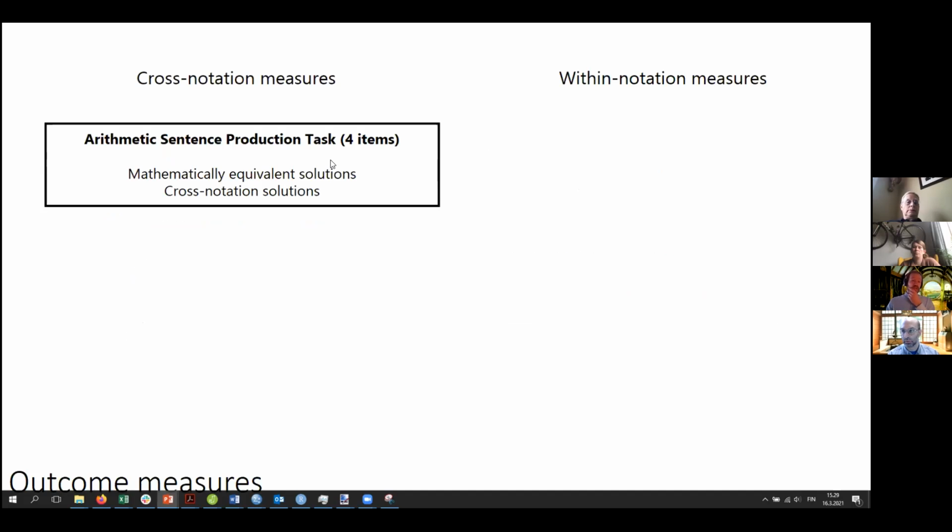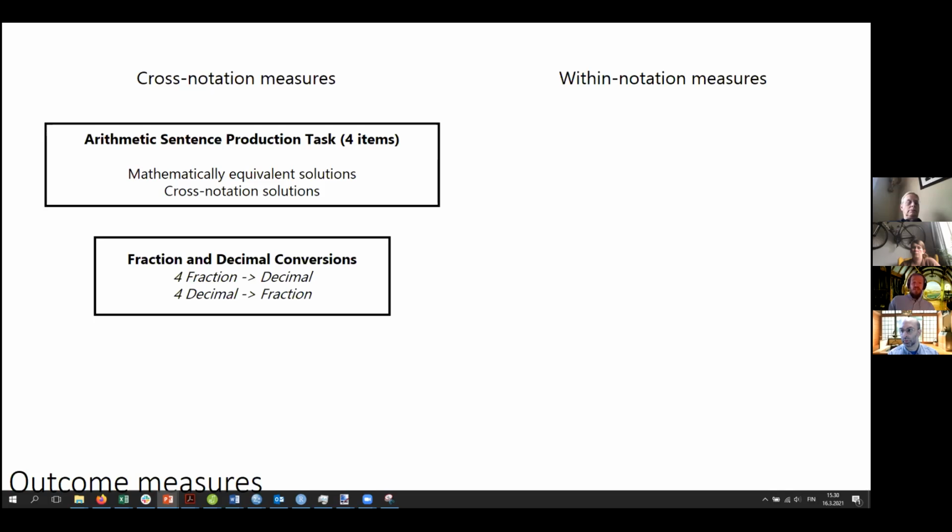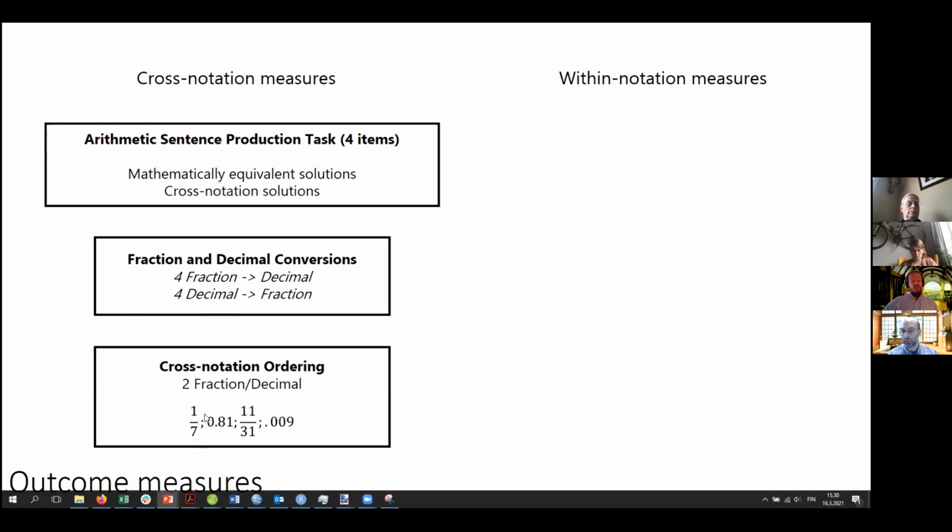So the measures we're looking at today are both cross-notation measures and within-notation measures. The cross-notation measures included the mathematically equivalent solutions and cross-notation solutions on the arithmetic sentence production task. They included the fraction and decimal conversion. So just simply, we gave them a fraction, write that as an equivalent decimal. And finally, cross-notation ordering. Like David described here, they're given 4 decimals and fractions and have to put them into order from smallest to largest.